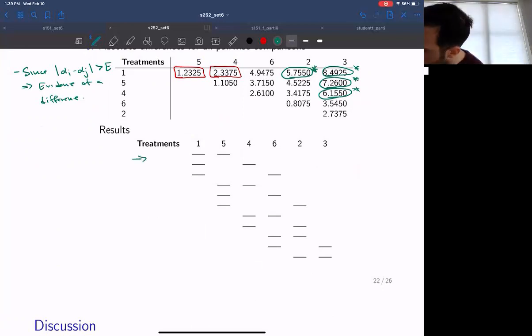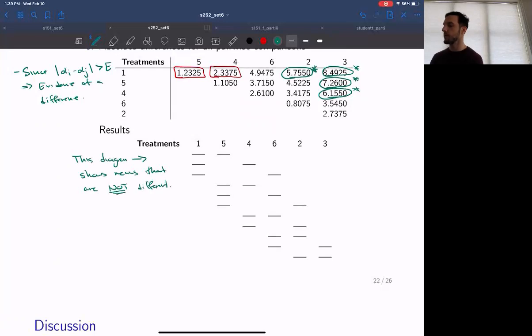Okay, so this diagram shows means that are not different, right? So this is saying that mean 1 and mean 5 are the same. Mean 1 and mean 4 are the same. Mean 1 and mean 6, statistically speaking, are the same.